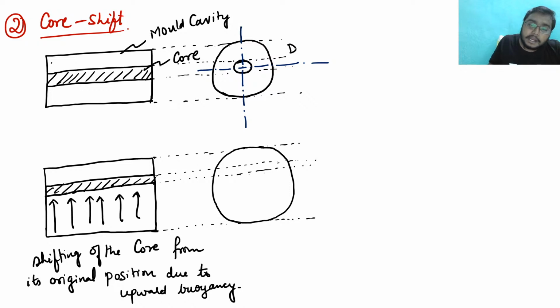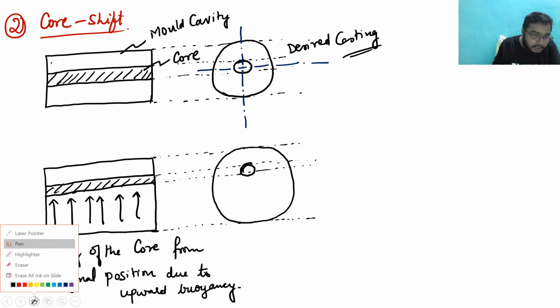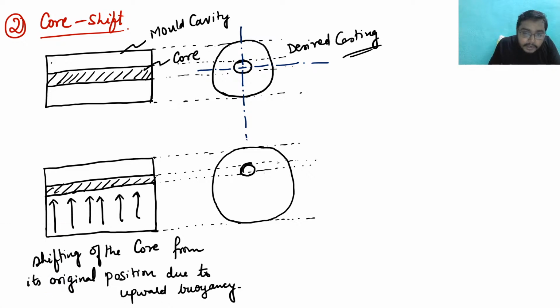So this is the desired casting. Okay, so this is my desired casting, and due to the core shift, I am getting a hole here, right? So I am getting a hole here, and see, due to this, if I draw my axis line.